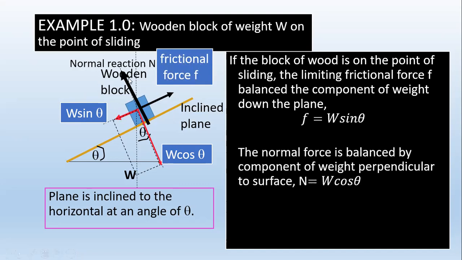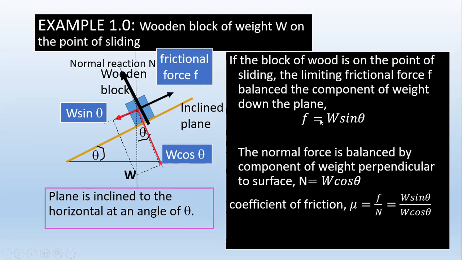Then the normal reaction equals the component of weight, W cos theta. So the coefficient of static friction, mu, is F divided by N. F is equal to that, N is equal to that. Substitute that, cancel the W, and it becomes tan theta. You can either memorize or derive it. Mu can be determined by measuring this angle and taking the tangent of this angle.